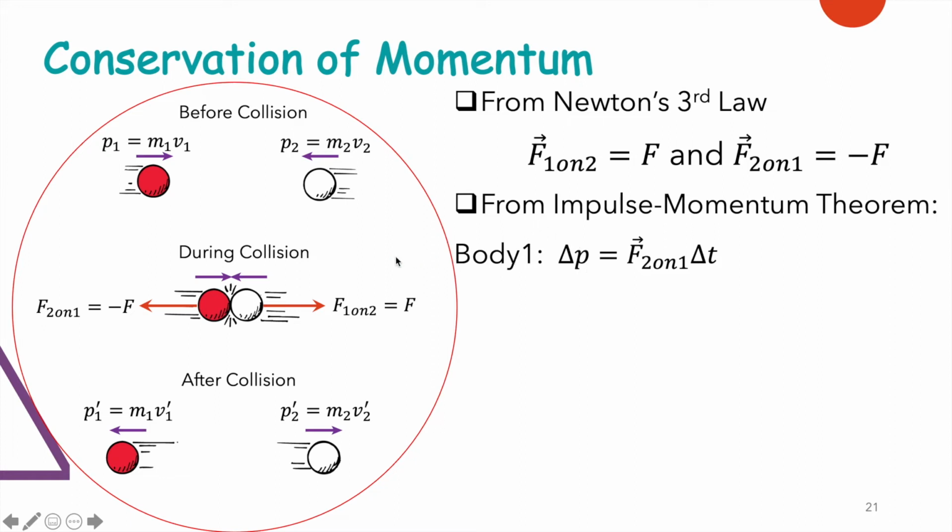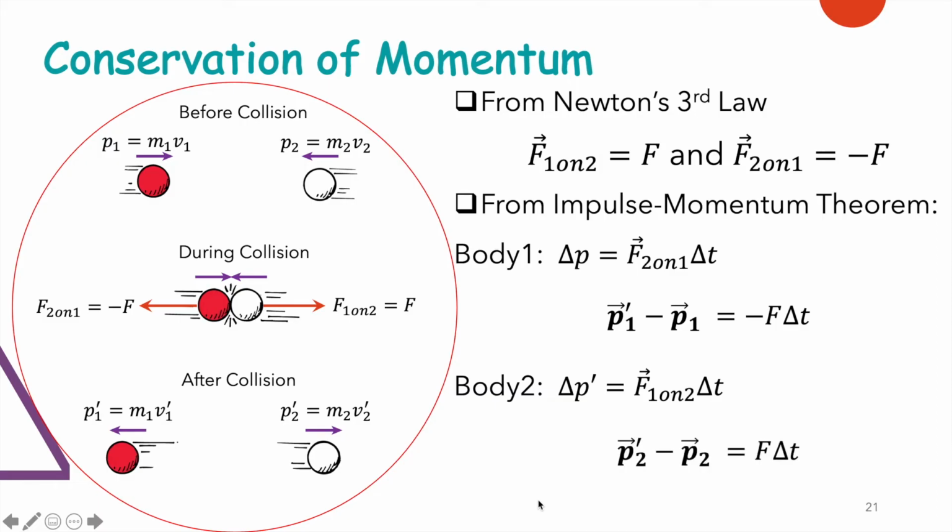So for object 1, its final momentum is P1 prime, and its initial is P1, so you'll have P1 prime minus P1 is equal to F2 on 1, which is equal to negative F. So substituting here. On the other hand, for body 2, you'll have the change in momentum is equal to F1 on 2 times delta T. So for body 2, you'll have the final momentum P2 prime minus P2.